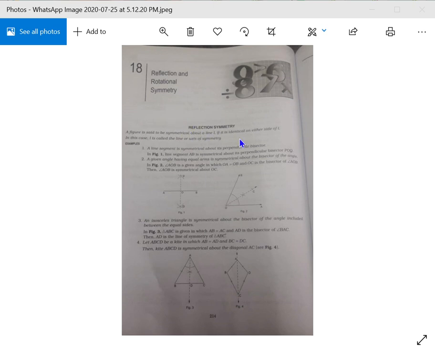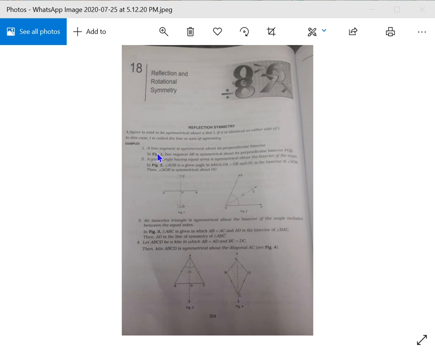What is reflection symmetry? A figure is said to be symmetrical about line L if it is identical on either side of L. In this case, L is called the line or the axis of symmetry. Whatever this L is called, a line or axis of symmetry, it is like a mirror. So when you see your image, it is identical to you. It is your reflection. Where the mirror is the axis of symmetry, in the same way, if the figure is symmetrical, then the axis or line of symmetry is like a mirror in that.